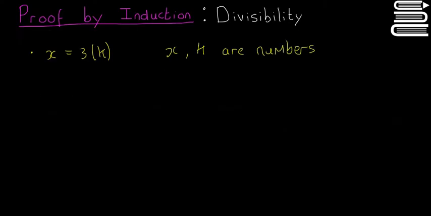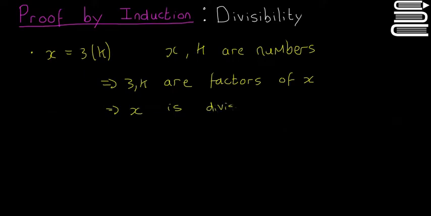So this means that 3 and k are factors of x, because you multiply them by each other to get x. So they're factors of x, you need to know that. And another way of saying that is that x is divisible by 3. Those are two ways of saying the same thing: that 3 is a factor of x, or x is divisible by 3.